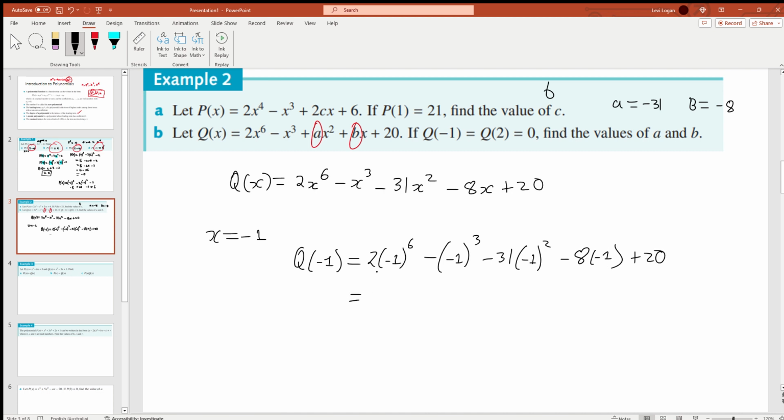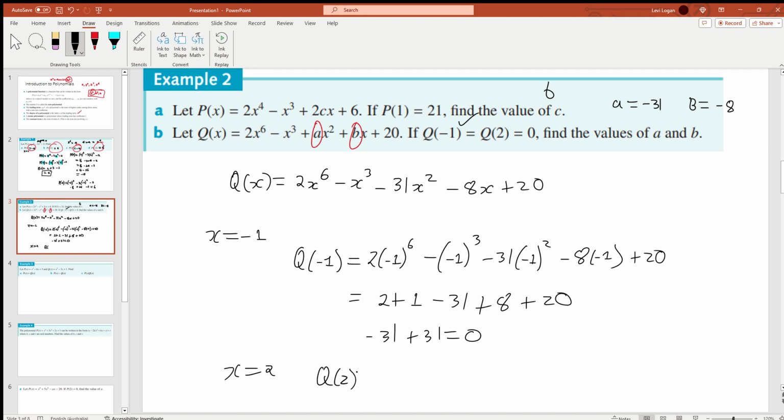So what we're going to get here is 2, and that's going to be plus 1. This is going to be minus 31, and this is going to be plus 8 plus 20. So we're going to have minus 31. 8 plus 20 is 28, plus this is going to be plus 31, and we get 0. So that first bit is correct. Now we've got to check, when x equals 2, we should get 0 as well.